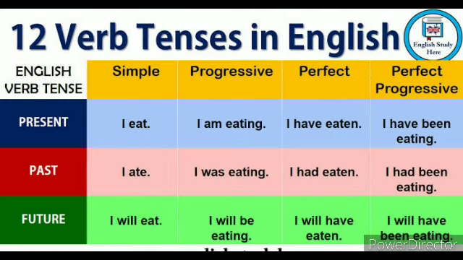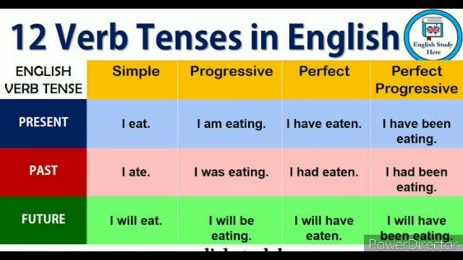Now let's look at few examples so it will be easier for you to learn it. Let's look at simple present. As I discussed the form, now you can easily frame a sentence. Let's begin with an easy sentence. I eat. I is your subject and eat is your verb. So subject plus verb. Simple past, I ate. Ate is second form of verb. And simple future, I will eat.